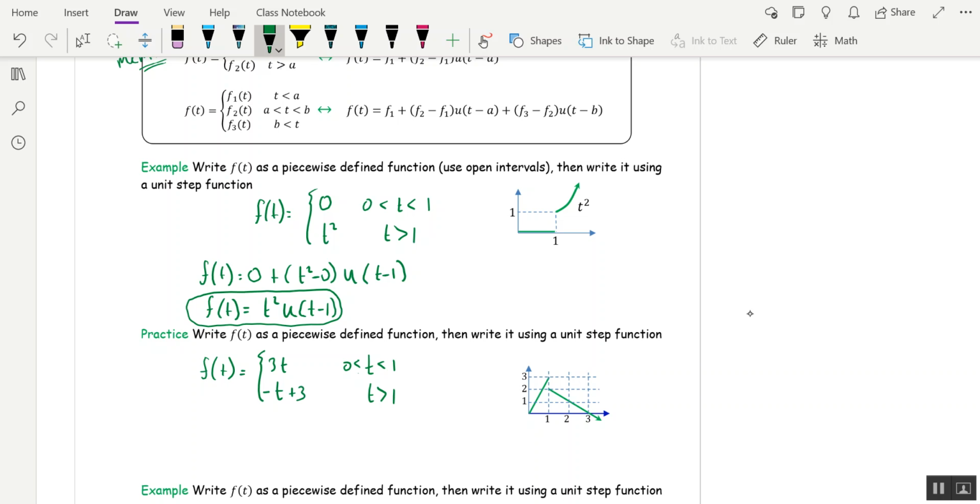Okay, and then for unit step, again, I'll go slow. First, I'll just put everything in, and then I'll simplify it. We want f1, which is 3t, plus (f2 minus f1), (-t plus 3) minus 3t, times u of t minus 1, because a is 1 again in this case. a is the breaking point where the function changes. So f of t is 3t plus, let's see, we're going to get (3 minus 4t) times u of t minus 1.